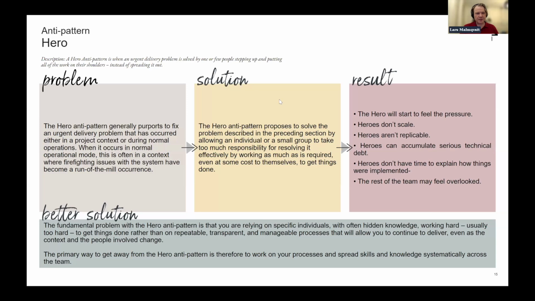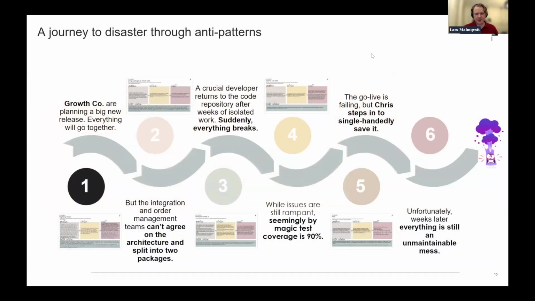So what does all that lead to? It leads to a predictable disaster, as in this case. So an unmaintainable mess that they have to effectively roll at least halfway back from.